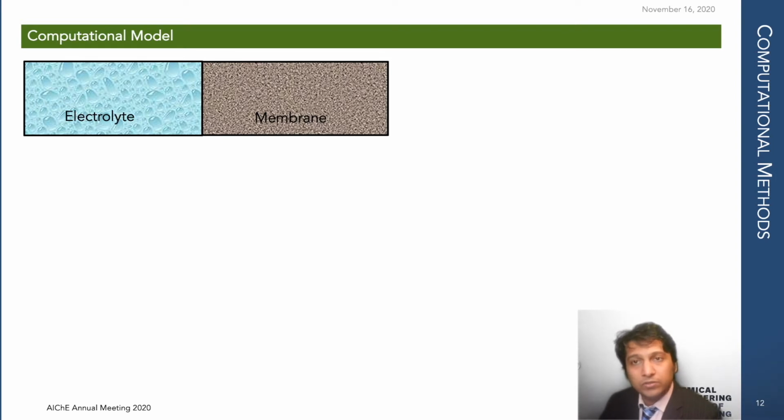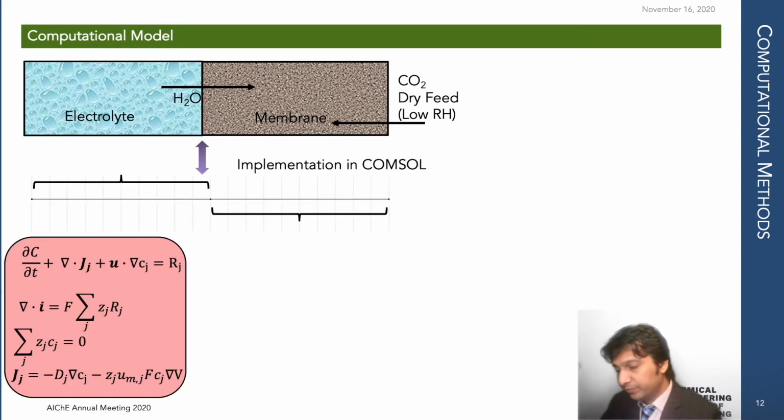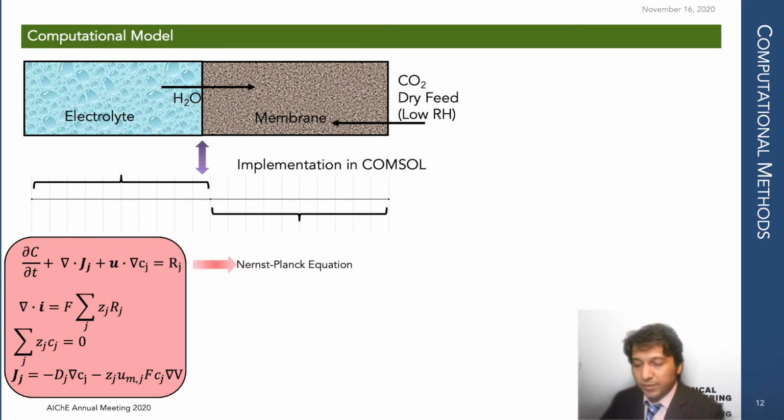So we chose to work with a one-dimensional model using COMSOL, with half of it being electrolyte and the other half being the membrane. So the water from the electrolyte, of course, establishes the gradient from the electrolyte to the membrane, and we have a CO2 dry feed coming in at low relative humidity, or low RH. So these are the equations we use to solve. These are basically Nernst-Planck equations and electroneutrality and the flux equations that we use to solve.